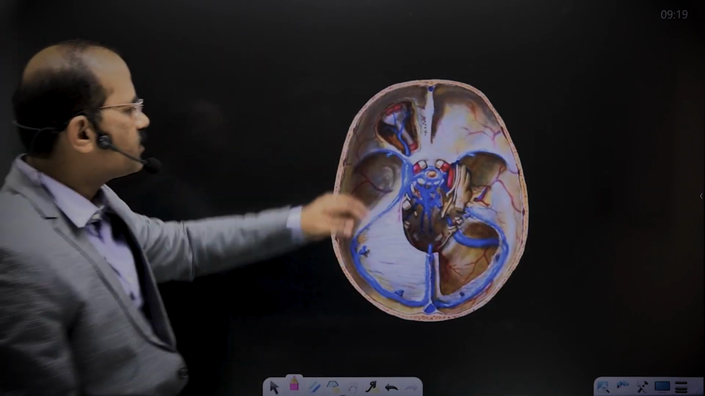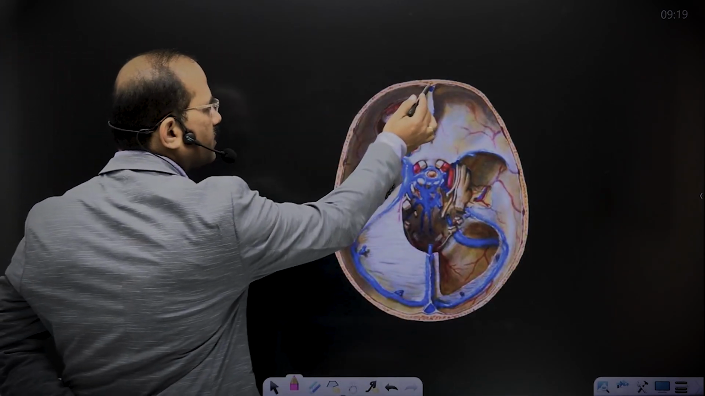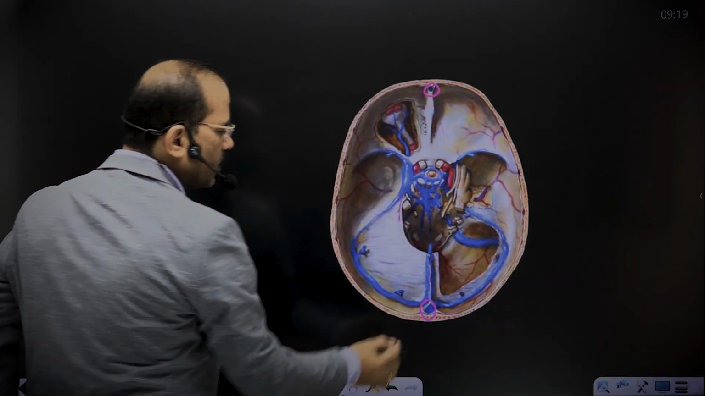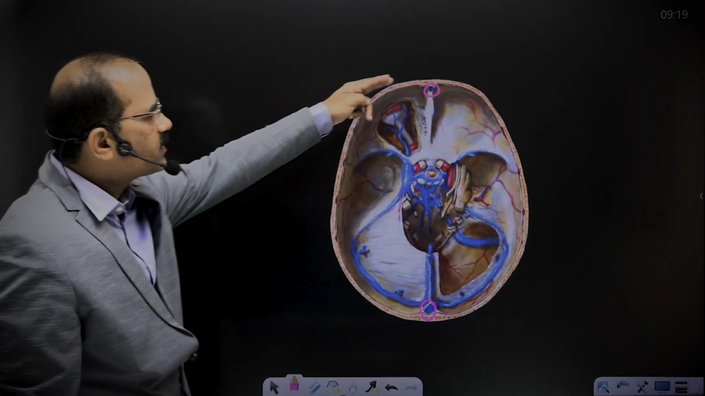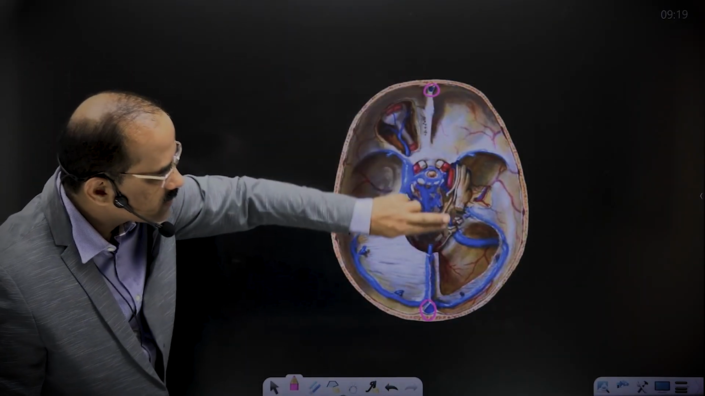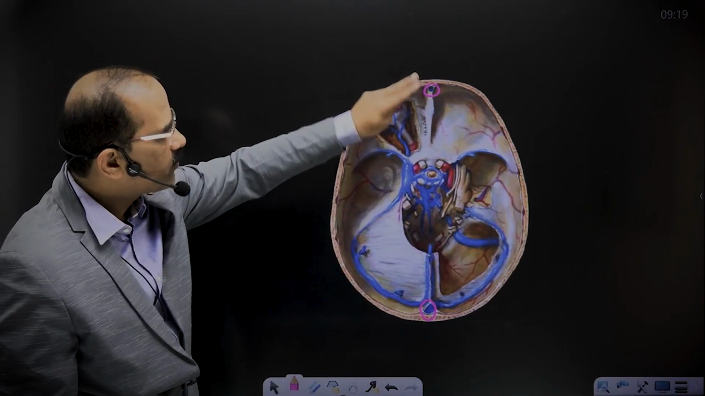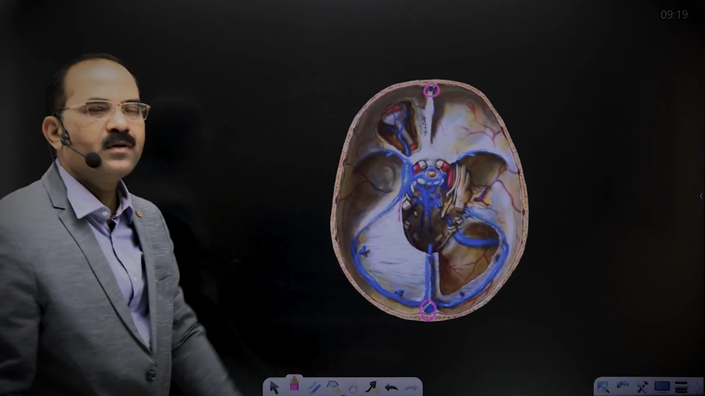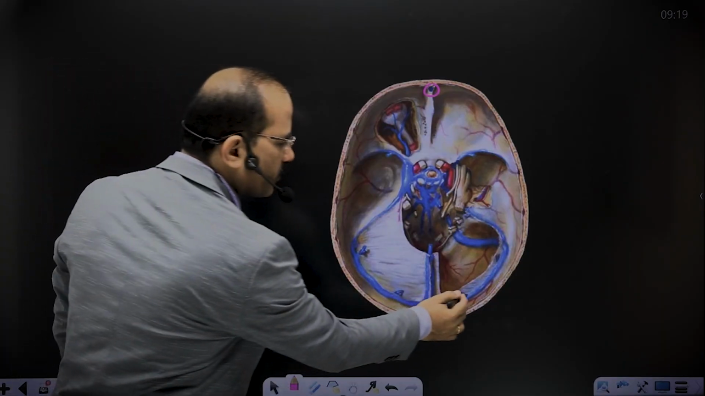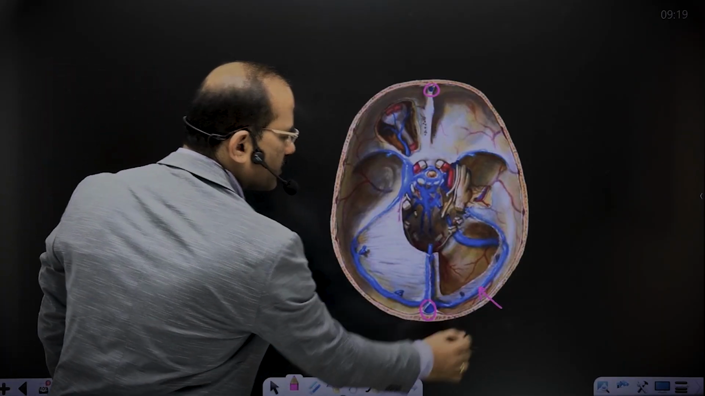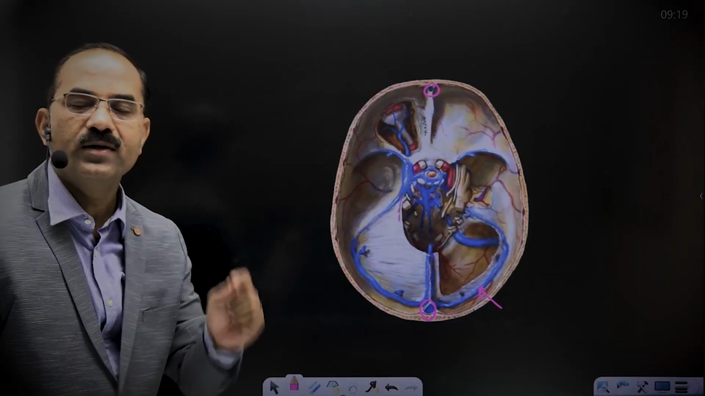Clear? Now, just try to understand this. You can see this cut part. You can see this and you can see this. So, this is a section, no? So, this sinus would begin from here. It would come like this. It would come back here. So, that's the superior sagittal sinus. It would begin from the front and run behind here. Now, it would go to the right side. Students, we know what this is. This is what we call the right transverse sinus.